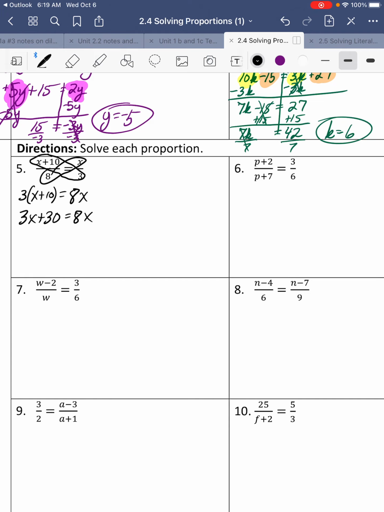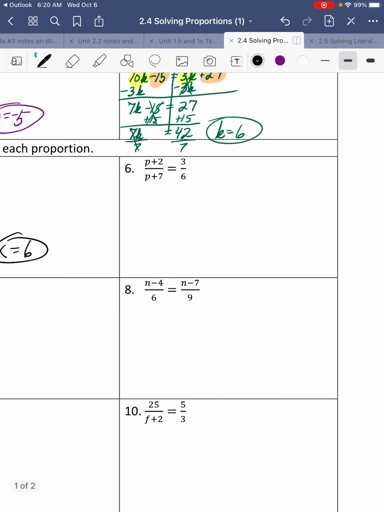And then we need to get our like terms together, 3x and 8x. So 3x is positive. I'm going to subtract 3x to move my x's to the right side of the equal sign. So then this 30, this constant, will be on by itself on the left side of the equal sign. And then we have 8x's minus 3x's, and we have 5x's left. Divide by 5, that's the opposite of multiplication. X is going to equal 6.